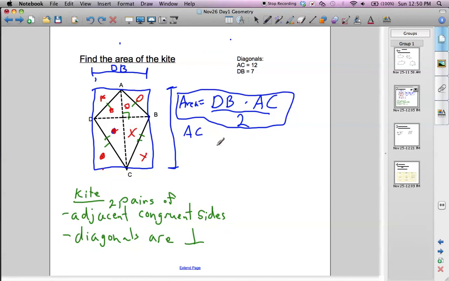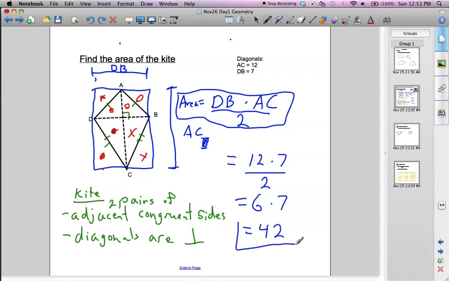Okay, so let's go ahead and do that. We've got AC is 12, dB is 7, and then divide by 2. I could do 12 times 7 then divide by 2, or I could just do 12 divided by 2 right now, and I get 6 times 7, and that equals 42 is the area. So remember, when you're finding the area of a kite, you can multiply the diagonals and then divide by 2.